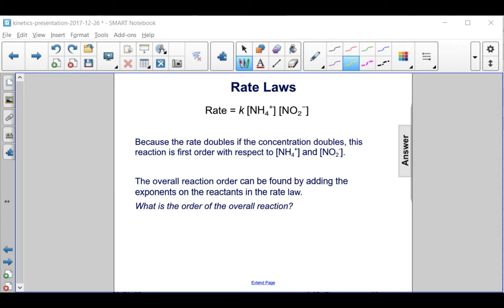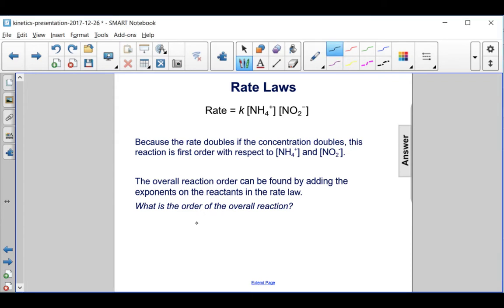Because we have a direct proportionality where the rate doubles if the concentration doubles, we say that the reaction is first order with respect to each of the reactants. So it's first order with respect to ammonium and first order with respect to nitrite. The overall reaction order can be found by adding the exponents on the reactants in the rate law. So in this case, what is the order of the overall reaction? Well, the exponents in each case are 1 because we have a direct proportionality. And so if I add those two exponents, 1 plus 1, I get 2.